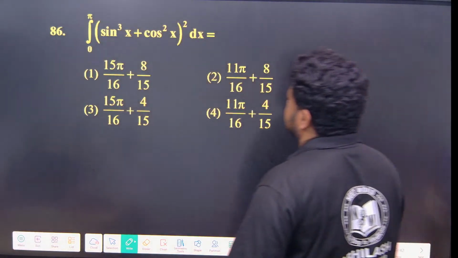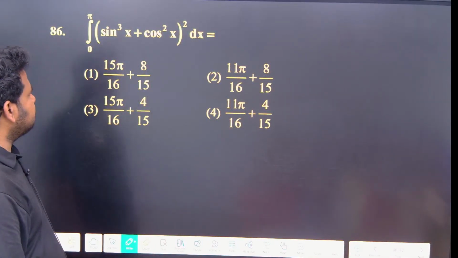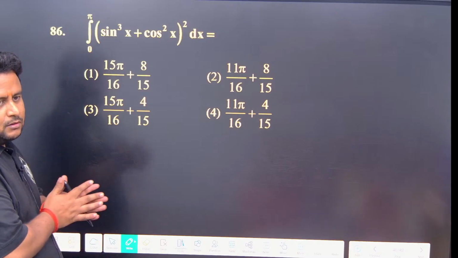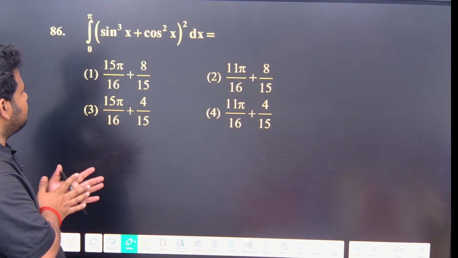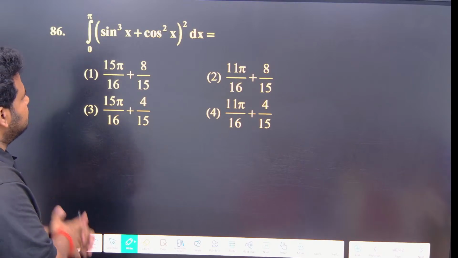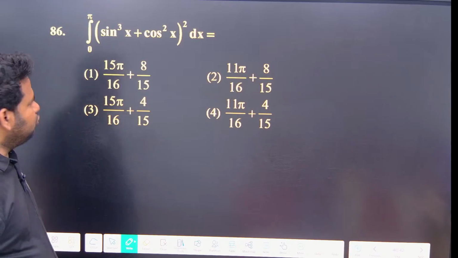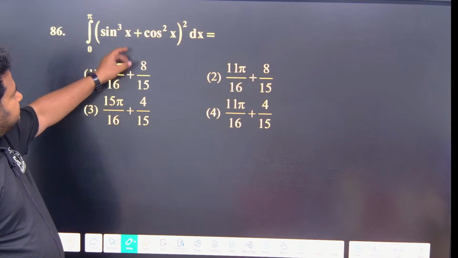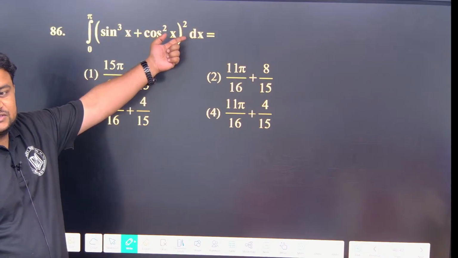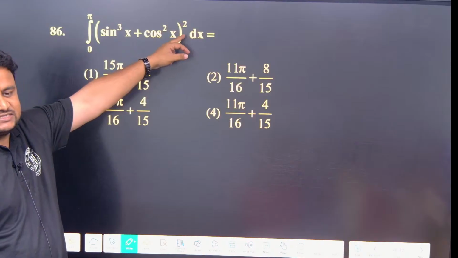This question, they have given integral 0 to pi of sin cube x plus cos square x whole square dx. Now see here, you may think that this is an odd function, but outside the square is there. So, this entire thing is an even function, because outside square is there.